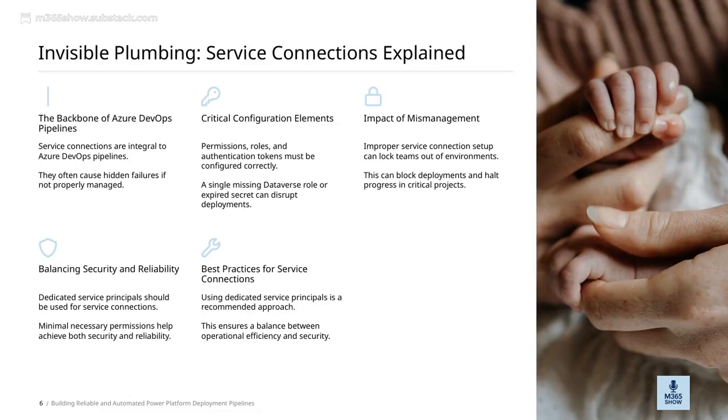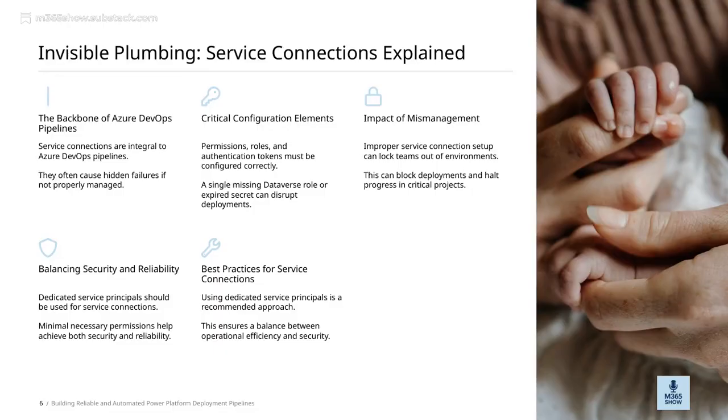Now, if a service connection isn't set up correctly, it can cause real issues, like locking teams out of environments. Such misconfigurations can block deployments and slow down critical projects, which is something we definitely want to avoid. Think about permissions, roles, and authentication tokens. These all need to be configured properly. For example, missing a Dataverse role or having an expired secret can disrupt the entire deployment process. These are small details, but can have a big impact.